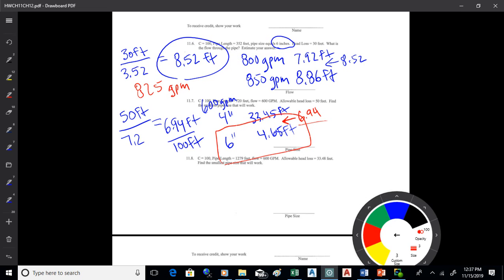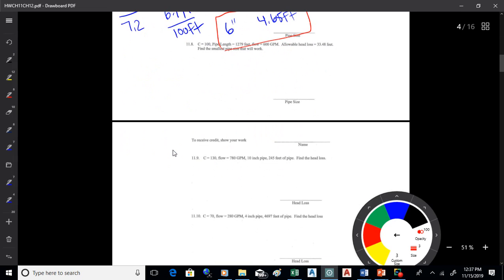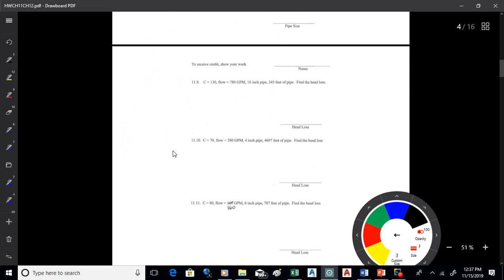All right. Now the next ones are when C is not 100. So there's a formula for that, and this is on your formula sheet. What that formula says is the equivalent flow, Q_EQ, meaning equivalent, is the actual flow times 100 over C. All right. So that's how you work out the fact that you may not have C100. We have a C100 table, but for this problem right here, we've got C130.